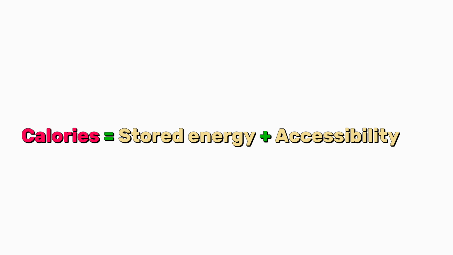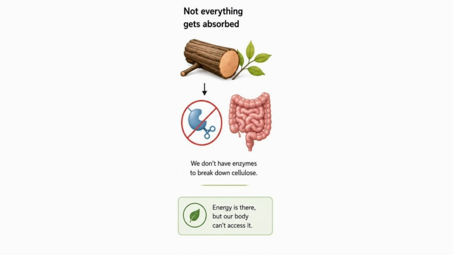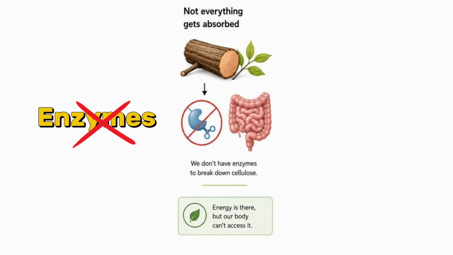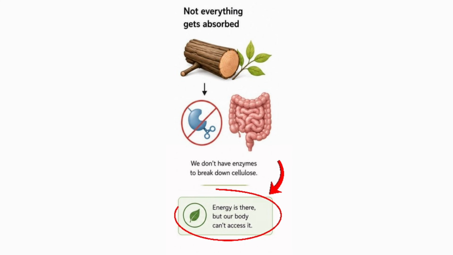However, calorie content depends not only on how much energy is stored in a molecule, but also on whether our body can actually access that energy. For example, wood is an organic material and contains a large amount of energy. If we burn it, it produces heat. But humans cannot digest wood because most of it consists of cellulose, and we lack the enzymes needed to break cellulose down. So the energy is there, but our bodies cannot effectively access it.